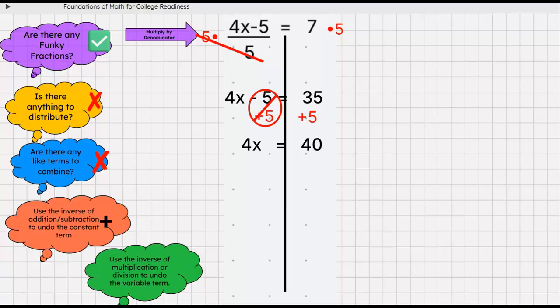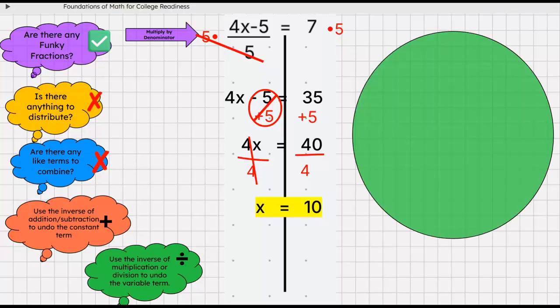So don't forget to isolate the variable by using the inverse of multiplication or division. We have a coefficient, so the coefficient means to multiply. So we have to use the inverse of multiplication, which is division, by dividing both sides by 4. And when we divide both sides by 4, we get that x is equal to 10.